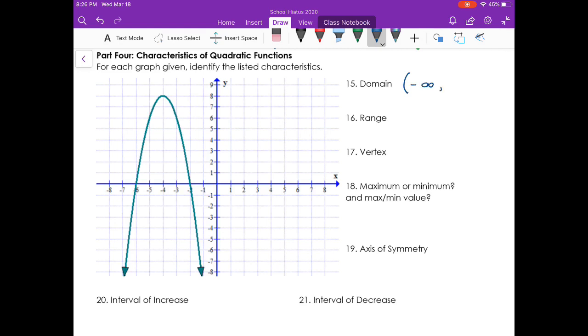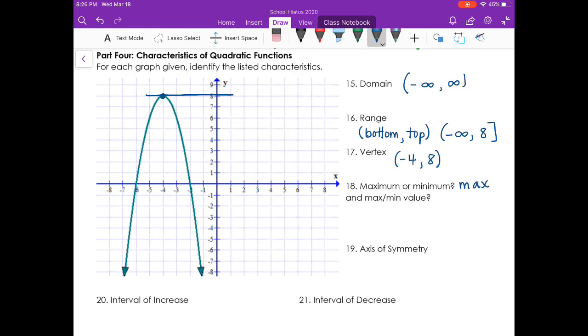All quadratic functions have a domain from -infinity to +infinity because there's no restriction on an x value we can substitute for a quadratic. The range will be described from the bottom to the top. The bottom of this function goes to -infinity and the top is at +8. The vertex is -4, 8, and because the vertex is at the top of the graph, it represents a maximum point.